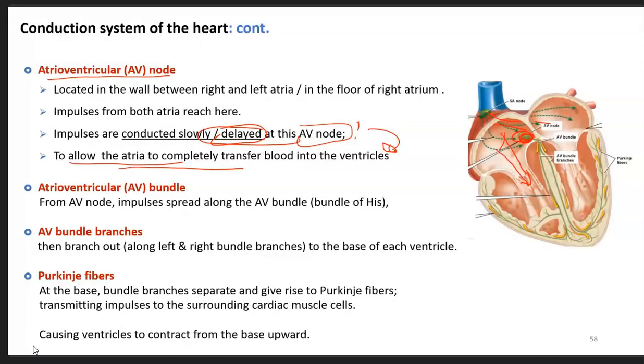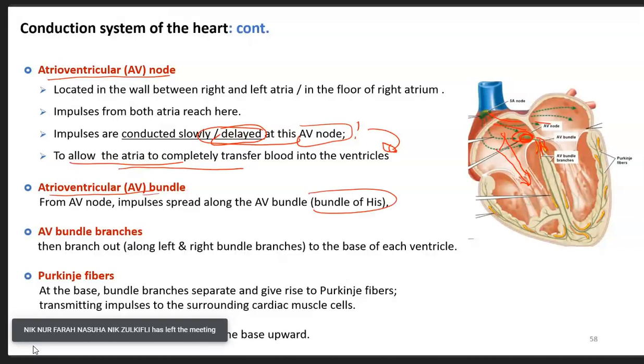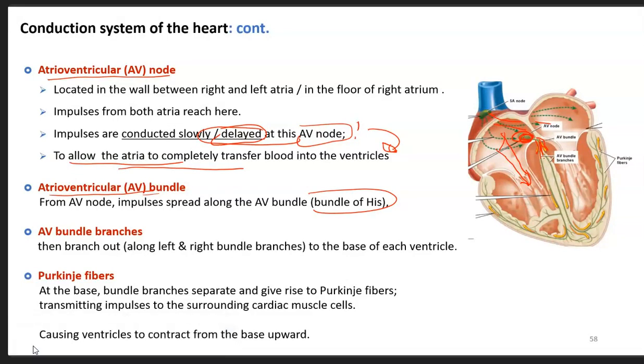So from the AV node, the impulse then travels into the atrioventricular bundle here. Okay, so this is the atrioventricular bundle. The AV bundle is also known as the bundle of His. From the bundle of His, it branches.